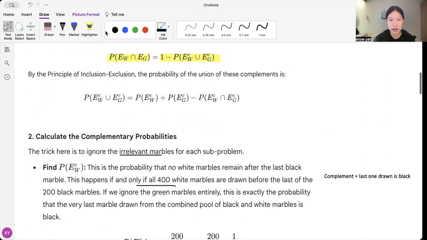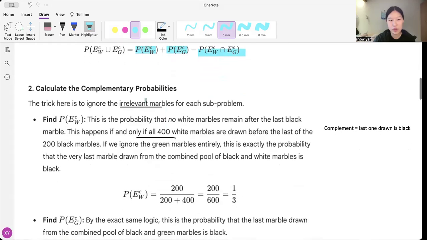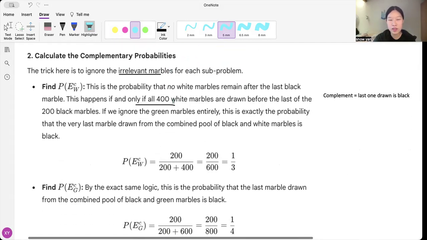So we're trying to find these three things, and then we just take 1 minus the following formula, and we're going to get our answer. The trick here is to ignore the irrelevant marbles for each subproblem, because it's not going to make a difference.